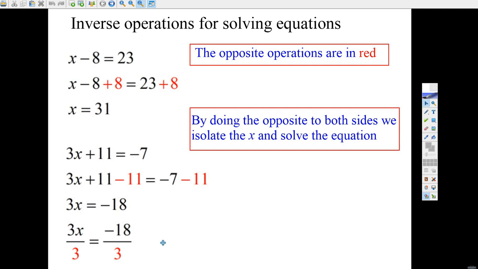And when equations get complex, you just have to understand this idea. So the opposite of minusing is adding, the opposite of multiplying is dividing, the opposite of adding is subtracting.